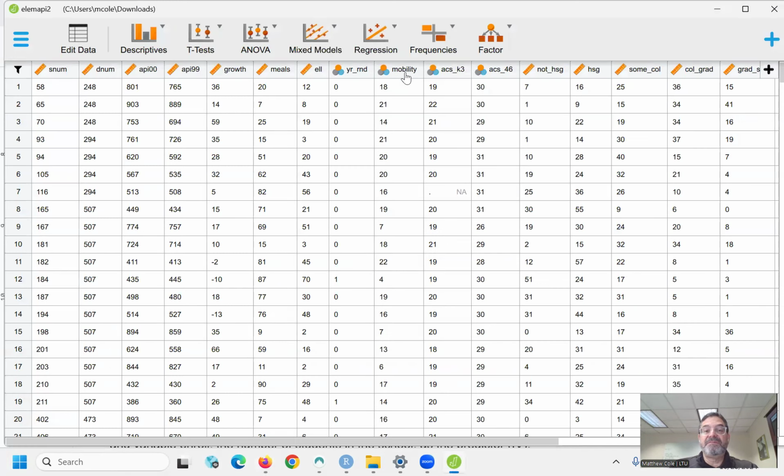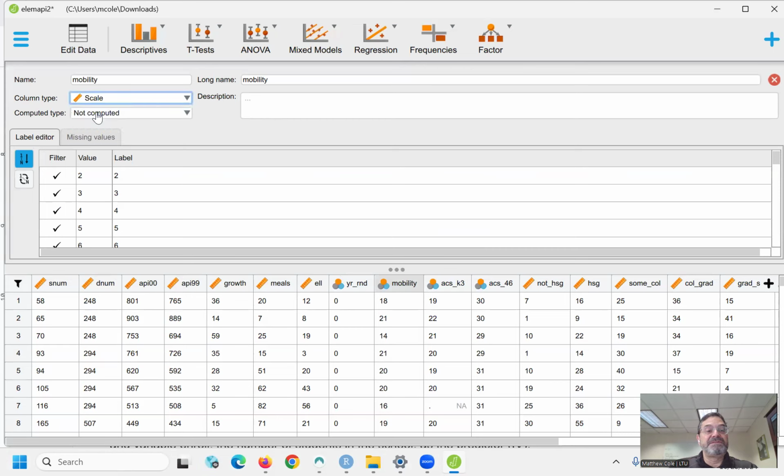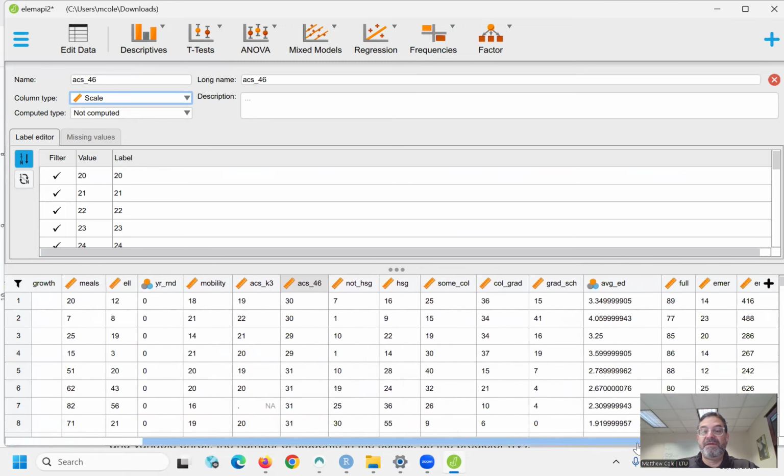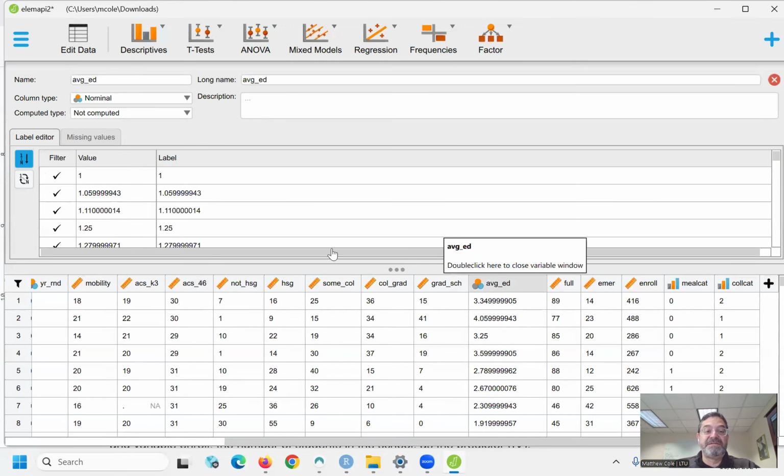So basically, some of these should be continuous variables. Year round probably should not be, that's appropriate as a categorical, but mobility should be a continuous variable. That's a scale. What else? This probably should be too, because that's the number of students. So some of these just didn't quite get imported correctly into JASP, and that happens every now and then, and it's important that we make them correct. Average education, that's a continuous variable. We would want that to be a scale. Remember, scale means continuous. I think everything else is right.